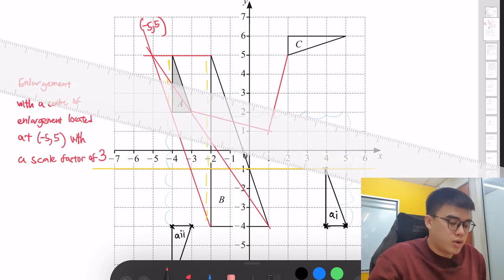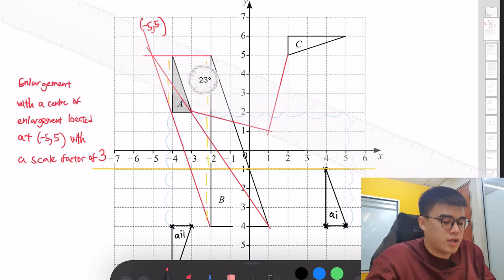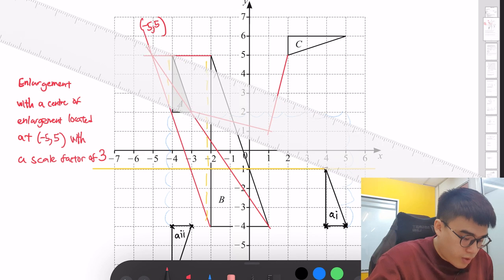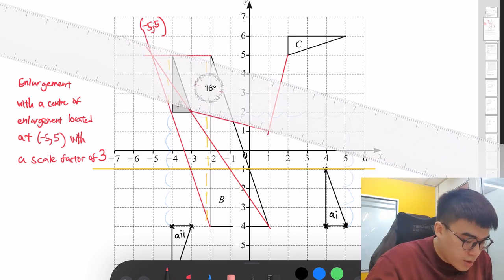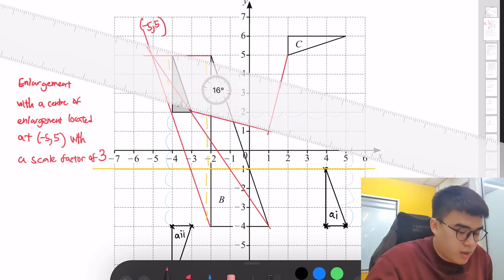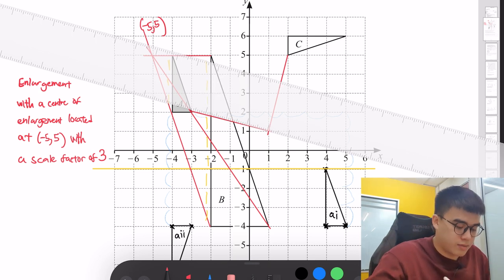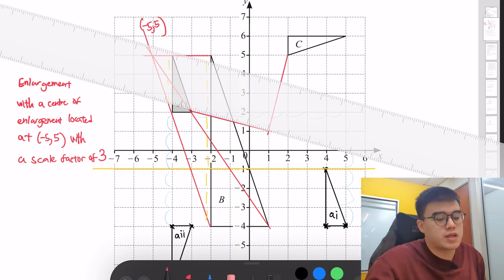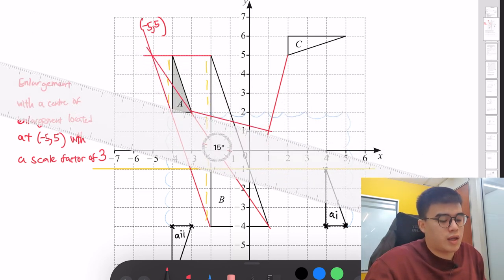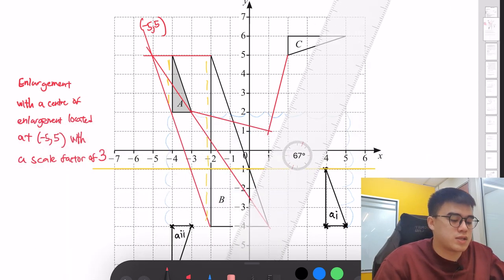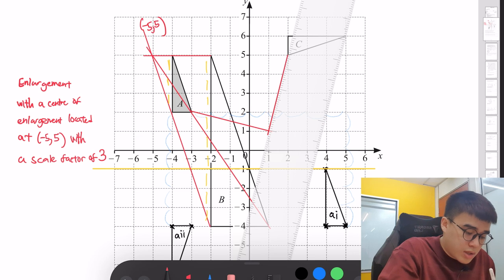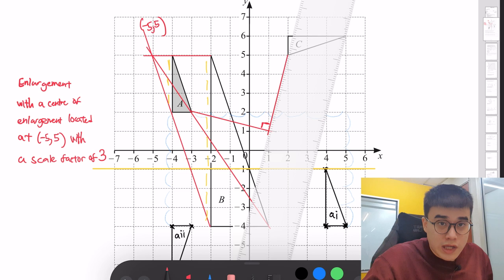So the correct indication is when you place the ruler right over here, it will form a right angle. Imagine you're having 2 rulers now. One is placed like this, and the other one is placed like this. Then this part here will form a 90 degree.